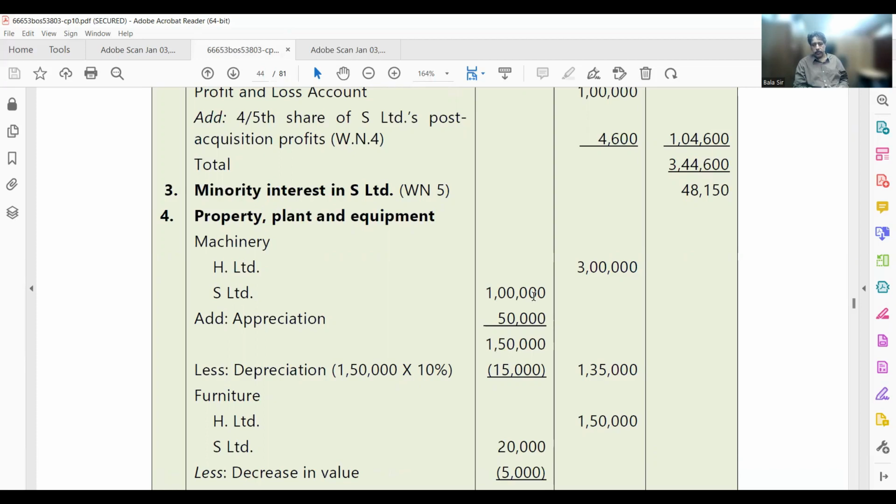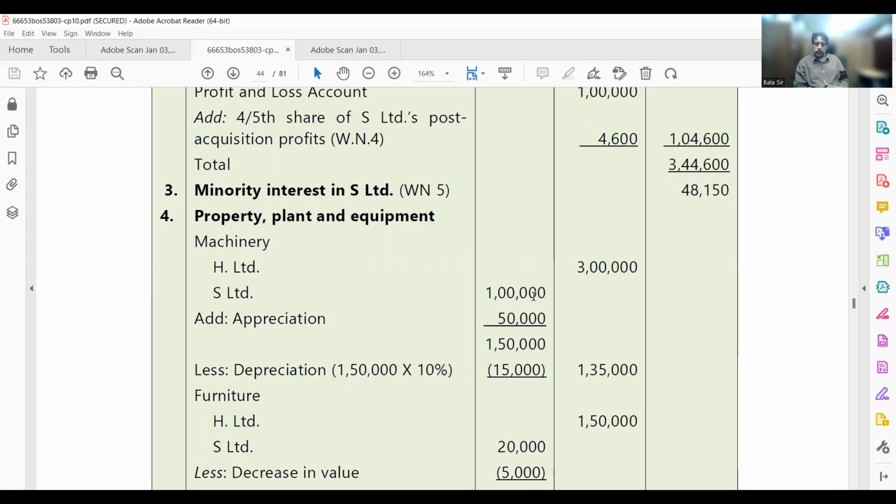Next. Number 4, property, plant and equipment. Machinery, H Limited, 3 lakh. My machinery 3 lakh at the year end as it is. Then S Limited, 1 lakh. Add appreciation, 50,000. In all, 1,50,000, right? 1 lakh plus increase 50,000, then minus depreciation, how much? 15,000. What is charged for the post-acquisition period, right? So which is 3 lakh plus 1 lakh plus 50,000 increase minus 15,000. Net amount? 1,35,000. In all, 4 lakh 35,000.